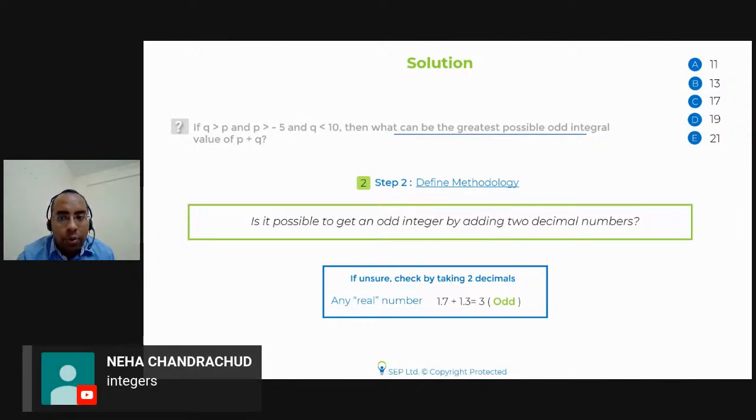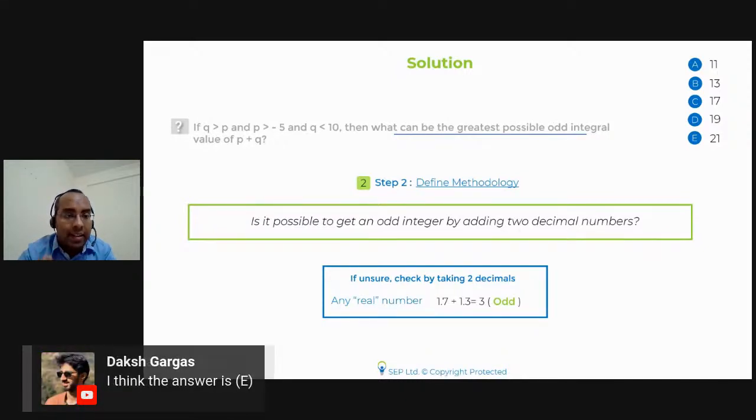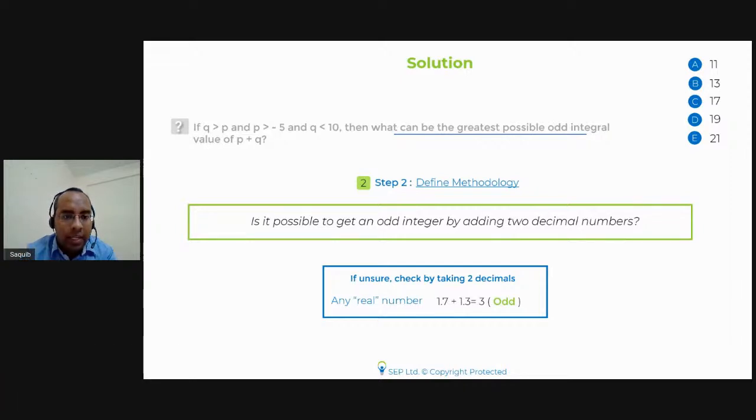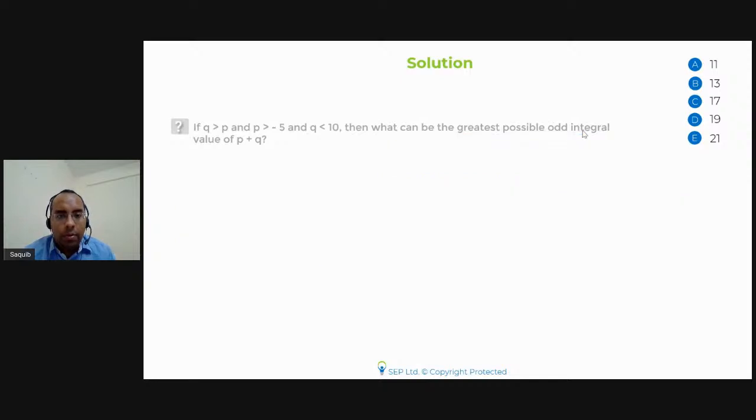Now, a few people are still saying integers. Please keep this in mind: it's not an integer, it is a real number. And even adding two real numbers like P and Q, you can still get an odd number. Now, we are looking for the greatest odd number. That's a separate story. So now we'll move to step 3.